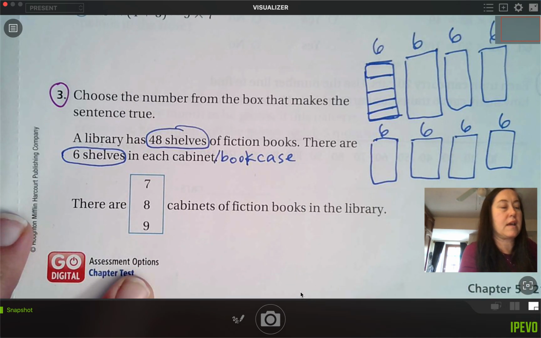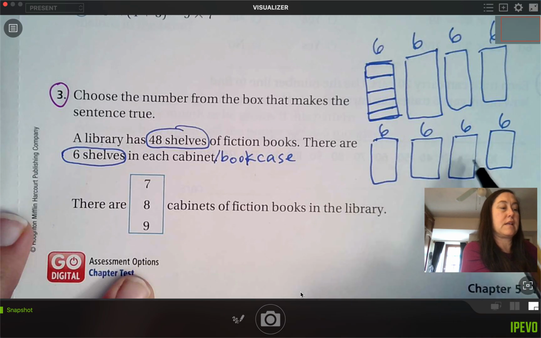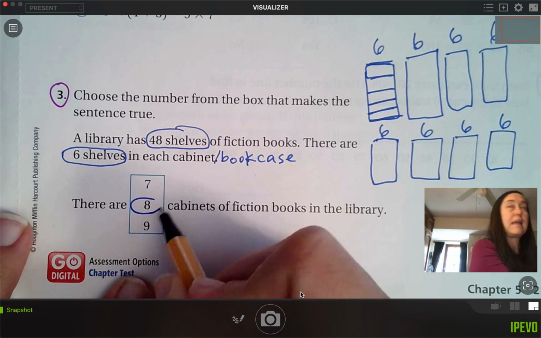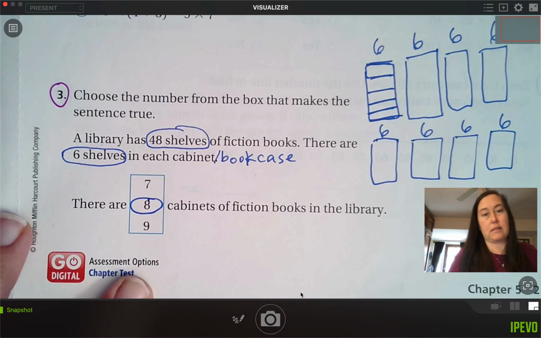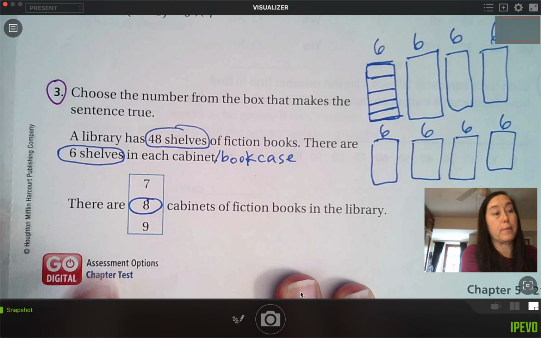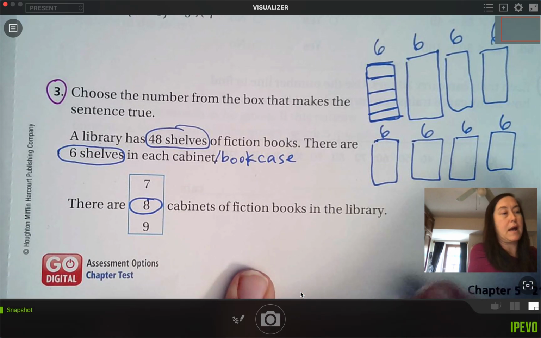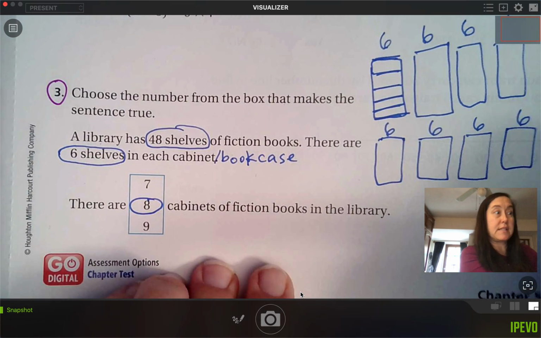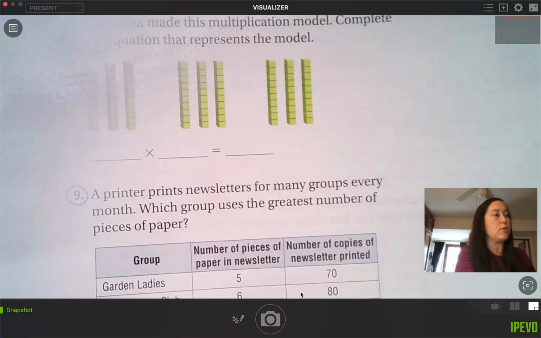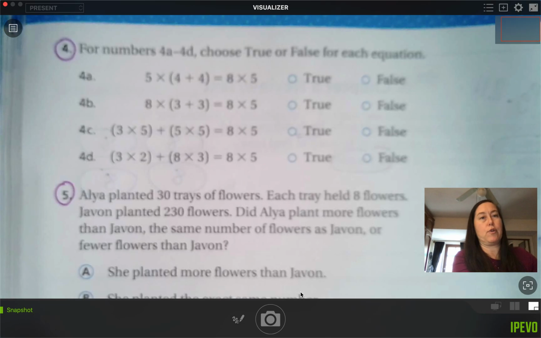Okay, so I've got it. How many cabinets or bookcases are those? 1, 2, 3, 4, 5, 6, 7, 8. I've got 8 cabinets, 8 bookcases of fiction books in the library. For me, the picture really helps. It helps me know what I'm counting by. And it's also good to remember this is chapter 5. It's all about using multiplication. So we know it's going to have to be equal groups, right?